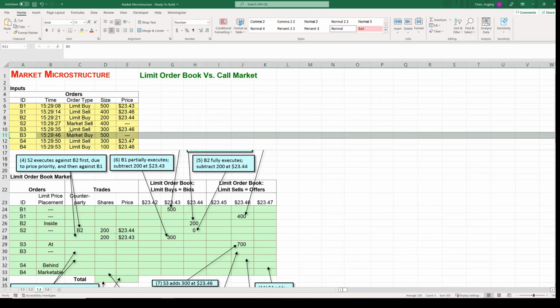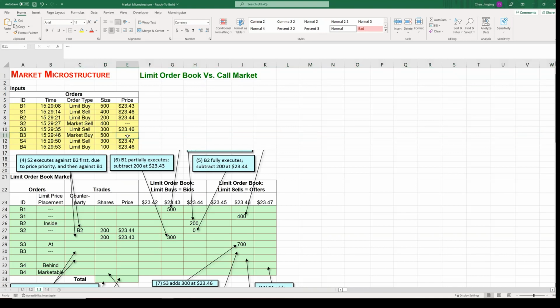So here we have a market buy order coming in, and the market buy order wants to fill 500 shares. Price is whatever price is available out there. We want to find the best offer, which is the lowest sell price. The lowest possible sell price is 23.46. Actually, the only sell price is 23.46 here. And since this is the only sell price, we'll process the earlier order first. So we'll put 400 shares here, and it is traded at 23.46.